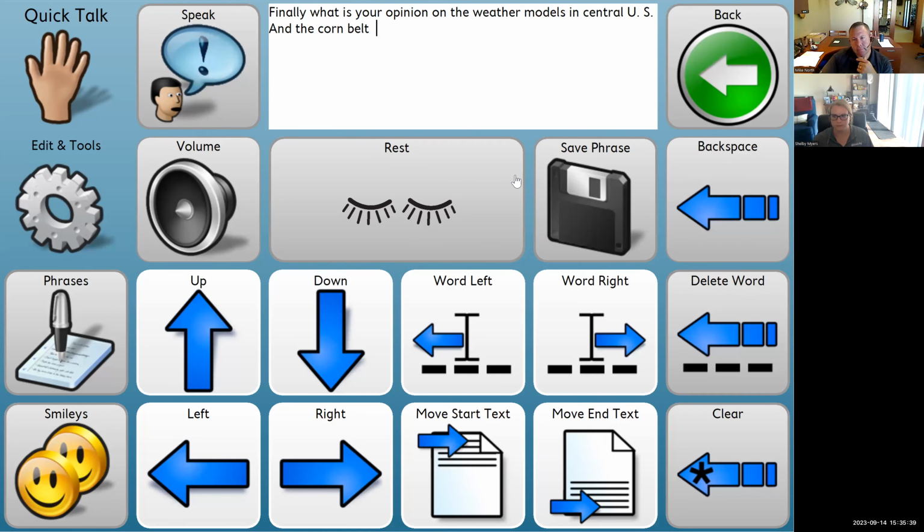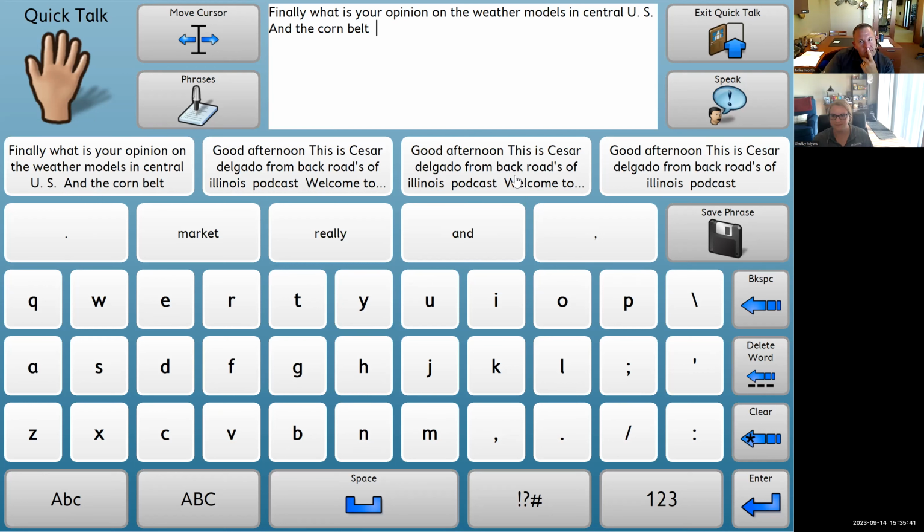Finally, what is your opinion on the weather models in central U.S. and the Corn Belt?